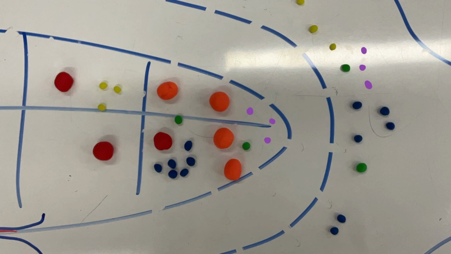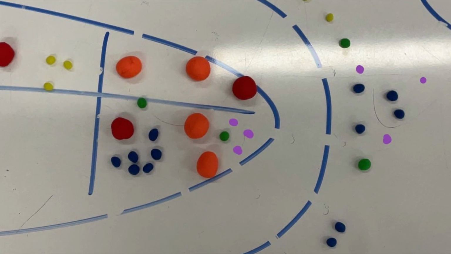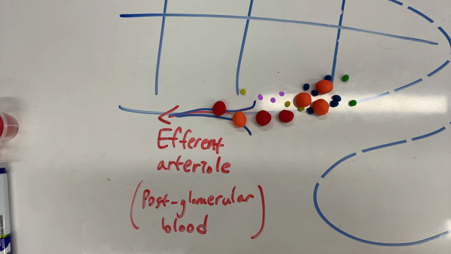Because proteins, including blood cells, are too big compared to the pores of the semipermeable membrane, they do not diffuse into the Bowman's capsule. Remaining substances in the glomerulus then flow to the efferent arteriole as postglomerular blood.